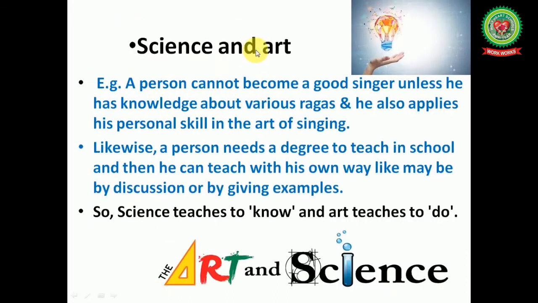Next is science and art. For example, a person cannot become a good singer unless he has knowledge about various ragas, and that is science. And he also applies his personal skill in the art of singing, which is called art. Likewise, a person needs a degree to teach in school and then he can teach in his own way, like maybe by discussion or by giving examples. So these are the examples of science and art. Science teaches us to know and art teaches us to do. Means what we know is science, and applying it, what we do, is art.